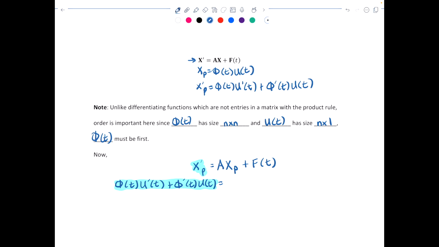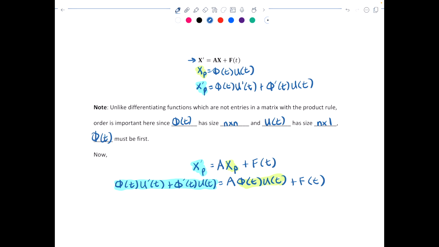All right, and then on the other side, we have A times xp, but what is xp? Xp is phi at t times u at t. So all I did here is I replaced xp with this expression here. And in the first one, I had done my x prime at P. Cool? Now I still have plus f at t hanging around. Don't forget about that one.